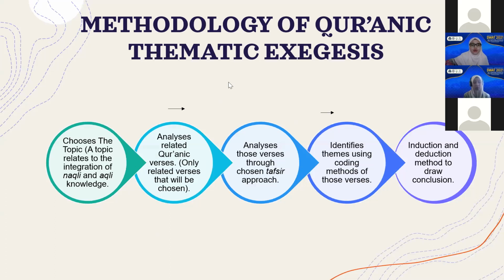So how can we conduct Quranic semantic exegesis? First, we need to choose a topic. The topic chosen must relate to the integration of Naqli and Aqli knowledge. Second, we need to analyze the related Quranic verses. In Quranic semantic exegesis, only the related verses will be chosen. And third, we need to analyze those verses through chosen tafsir. Normally, we choose more than one tafsir method. Why? Because we want to highlight the agreement between the two different tafsir methods that we chose earlier.